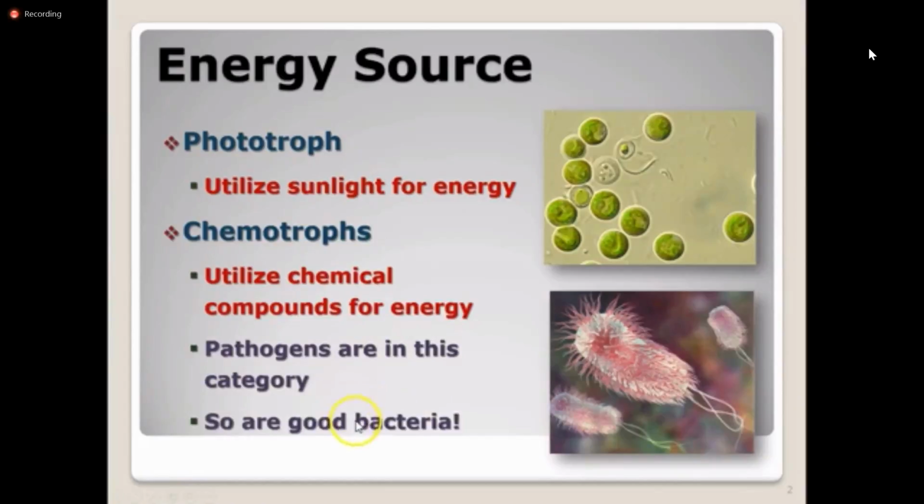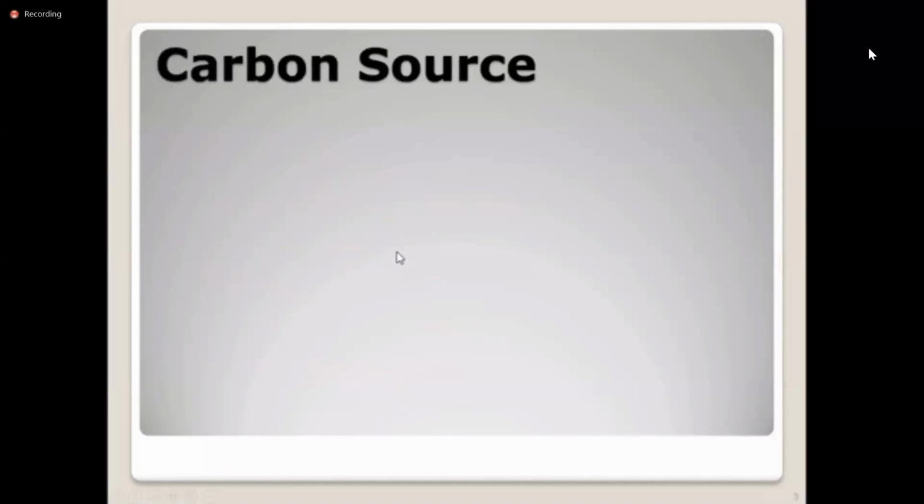Good bacteria happen to also be chemotrophs. Some of them are not chemotrophs. We do find bacteria that are able to use sunlight as a source of energy, and they're phototrophs. So we find bacteria in both groups, someone healthy and someone harmful.